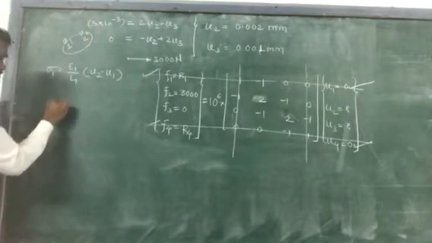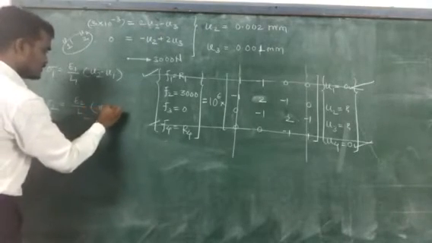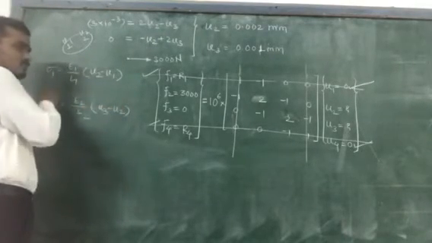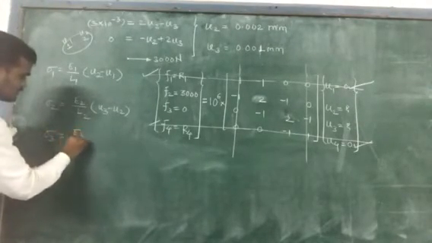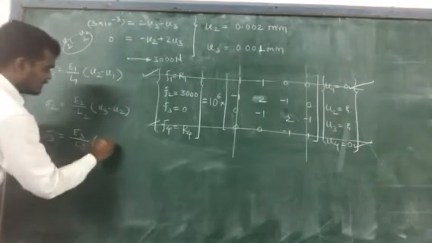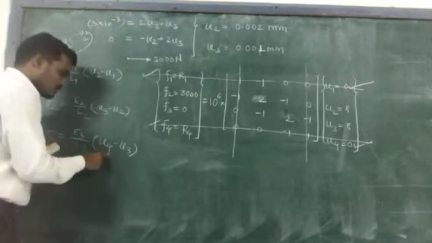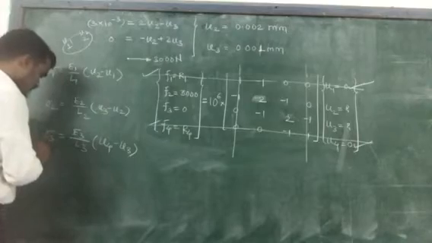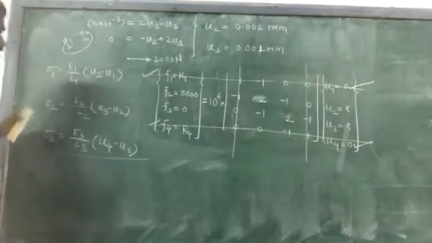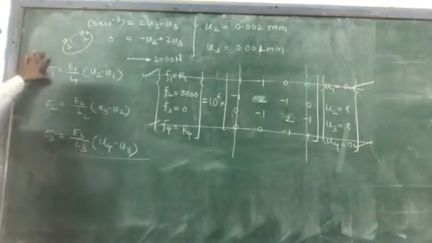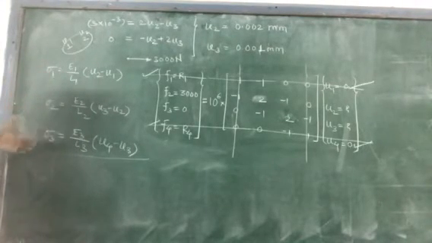Similarly, sigma 2 is equal to E2 by L2 times U3 minus U2, because element 2 lies between node 2 and 3. And finally, sigma 3 is equal to E3 by L3 times U4 minus U3, as this lies between node 3 and 4. So in this way you will get the stress values sigma 1, sigma 2 and sigma 3 for each element. Try to solve these.